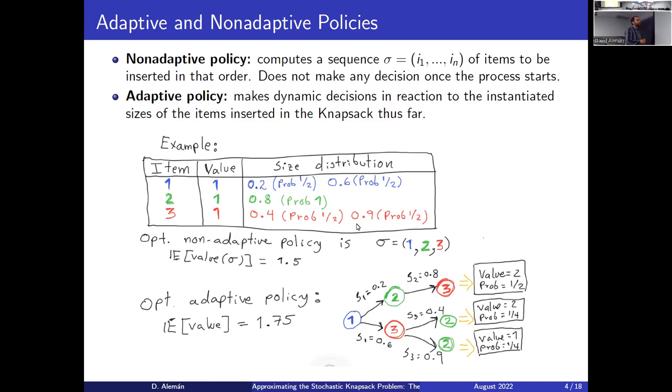One issue with adaptive policies is that they can be very complicated objects. Are you assuming that the sizes have discrete support? Because when you say decision tree, it looks to me that you are. Yeah, for this talk, we will assume this. Okay. Nice question. Yeah, they can be very complicated objects. So they will have an exponential number of leaves.